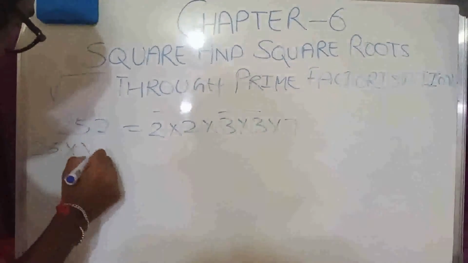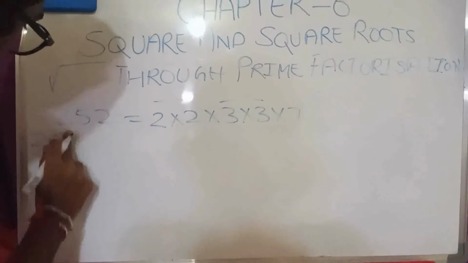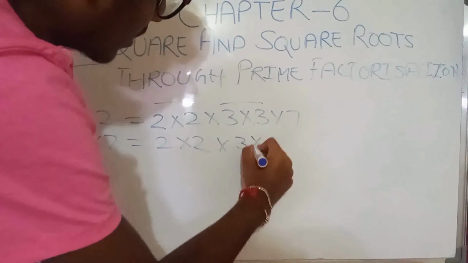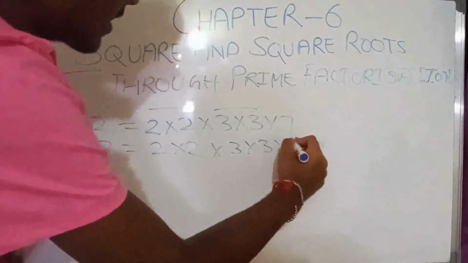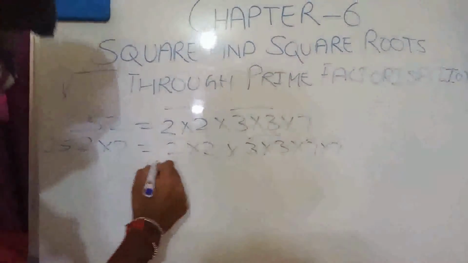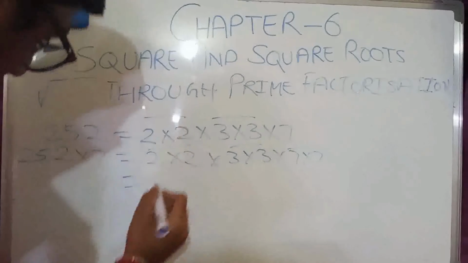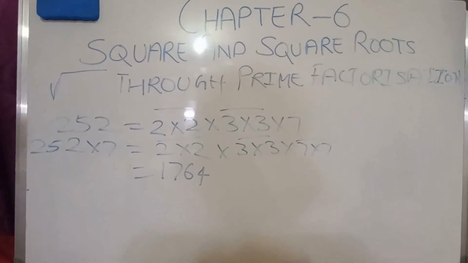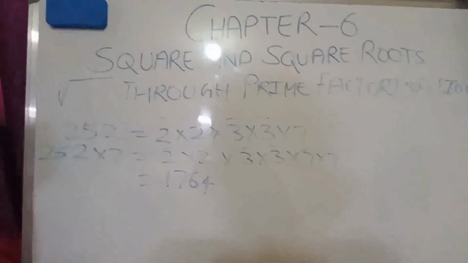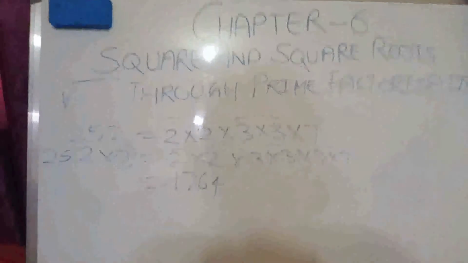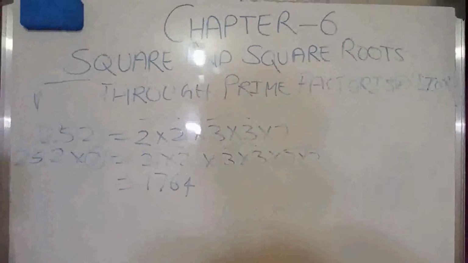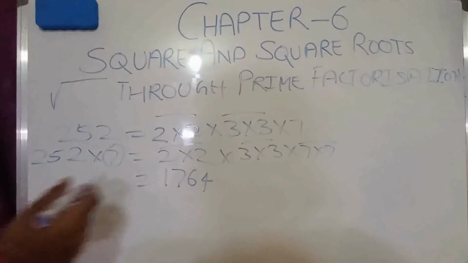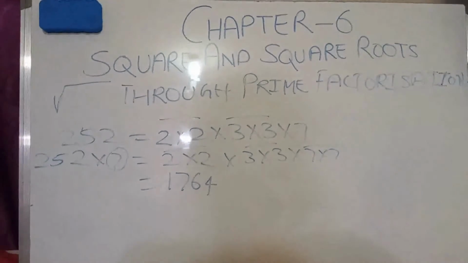So 252 into 7 equals 2 into 2 into 3 into 3 into 7 into 7. So here there can be groups. So the number will be 1764. So 1764 is going to be a perfect square. And what is the smallest number required? The smallest number required is 7. So that means 7 is the smallest number which will be multiplied with 252 to make it a square, which is 1764.